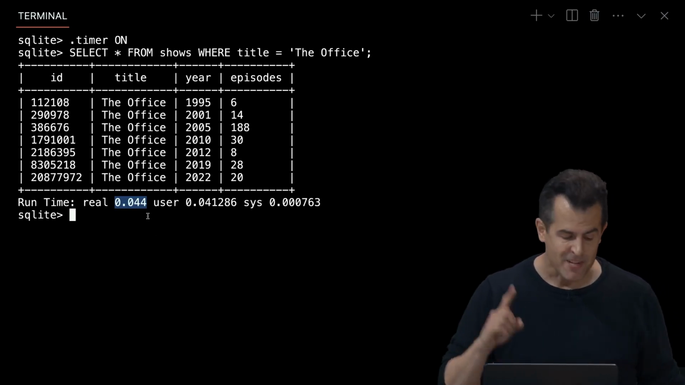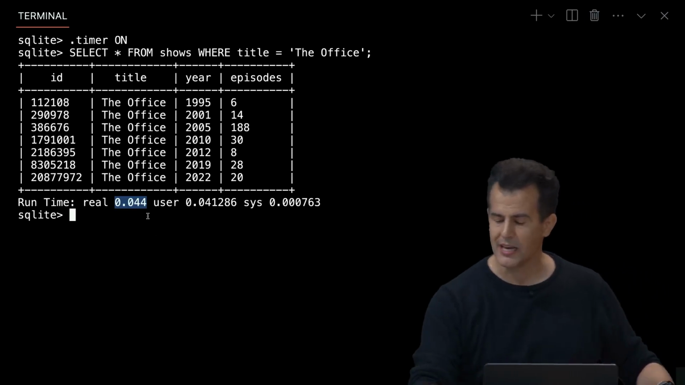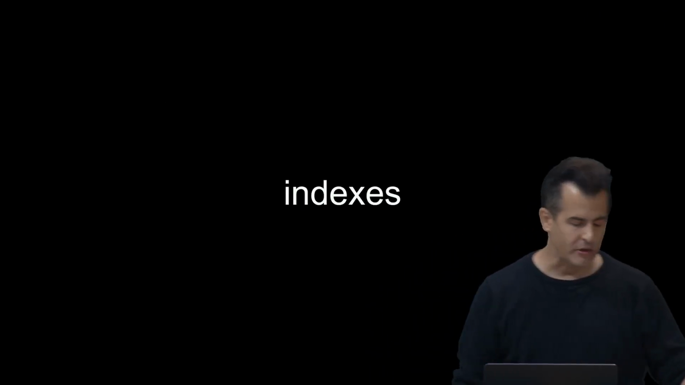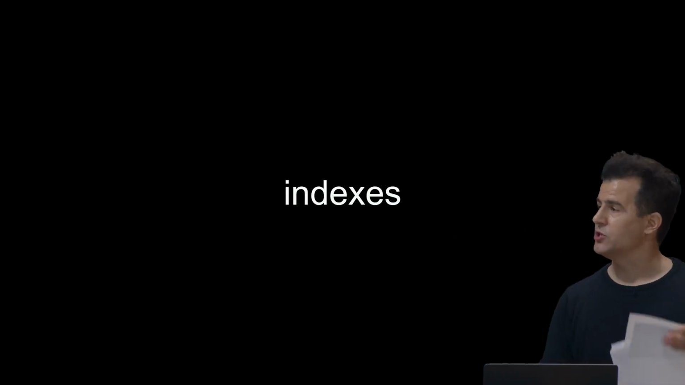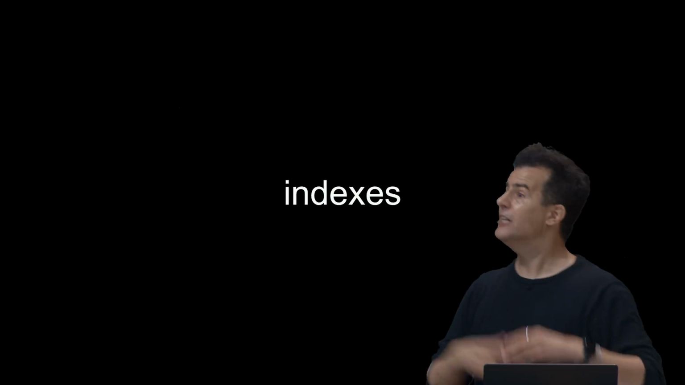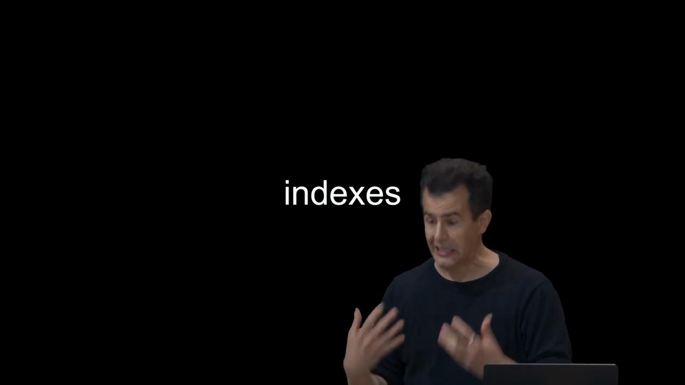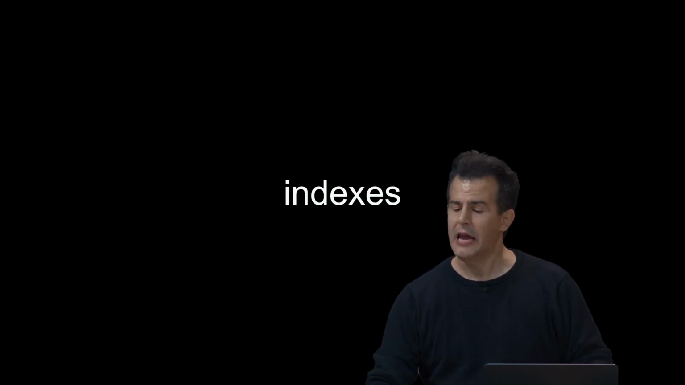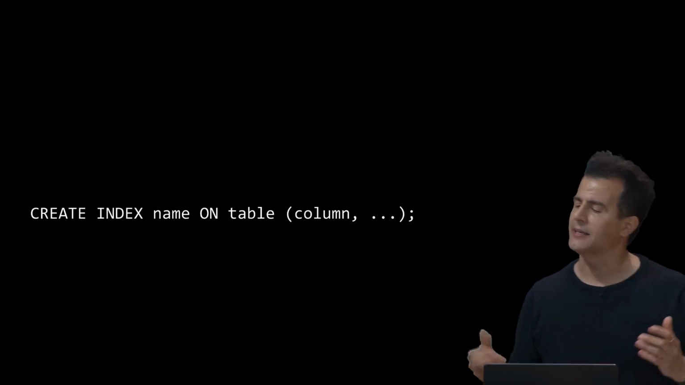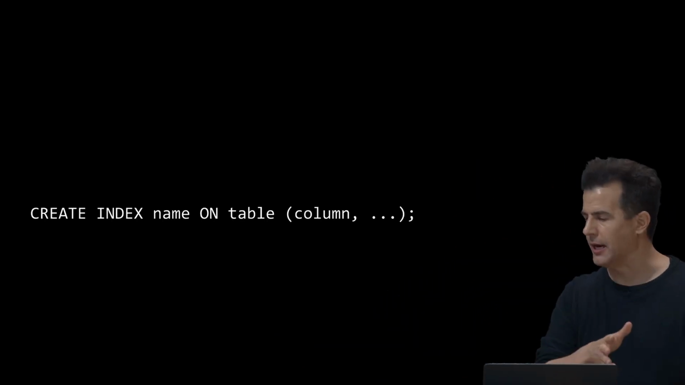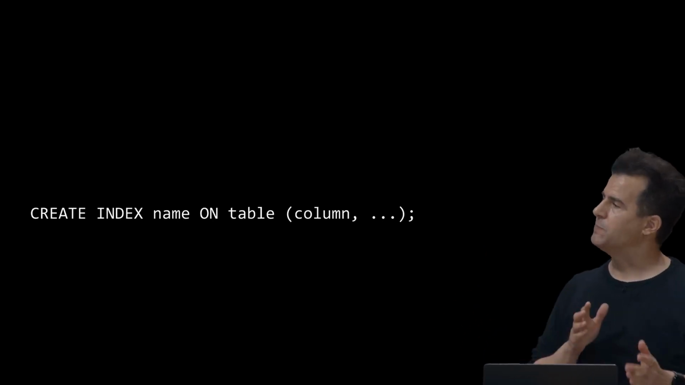Pretty darn fast. But we can actually do better, because it turns out in the world of SQL, you can create what are called indexes, which is a fancy way of saying a data structure that makes it faster to perform queries like selects and even other queries as well. In an index, you can use syntax like this. Create index, the name of the index, on a specific table on these specific columns.